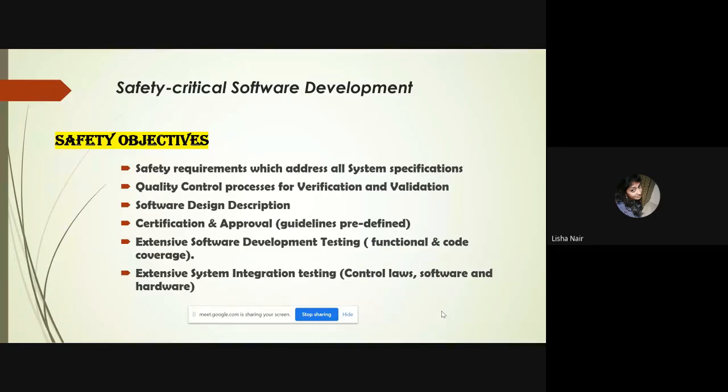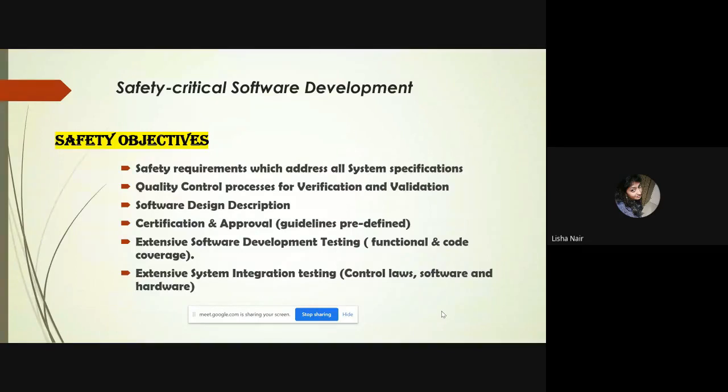The customer gives us a specification saying that I need a system which embeds all these, and we try to figure out what the safety critical requirements are in those. We get the entire set of requirements from the customer and find out what the safety requirements are, and that is what is given more importance when we start the development of such software.